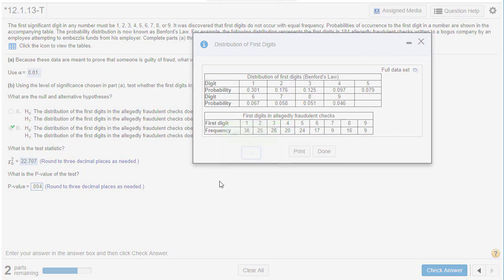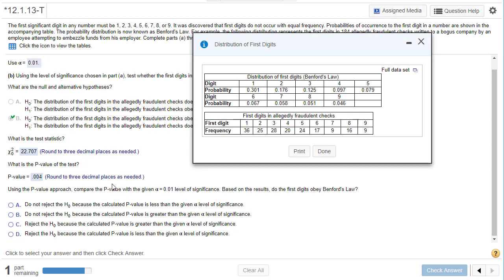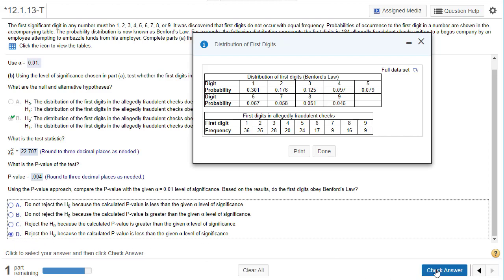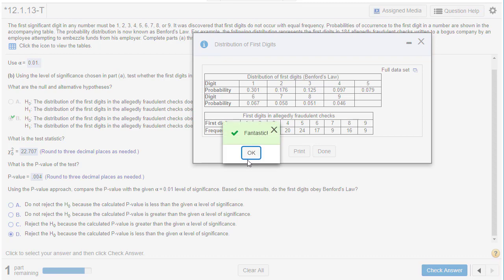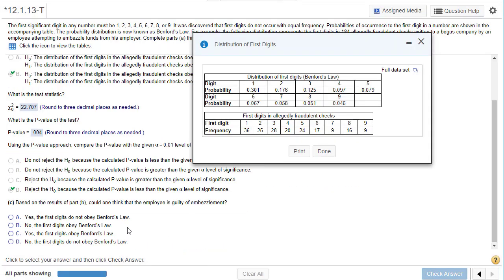So we're going to reject H0, right? We're comparing our p-value, 0.004, to our alpha. The p-value is lower than alpha. We reject H0 because the calculated p-value is less than the given alpha level. So based on the results of Part B, could one think the employee is guilty of embezzlement? Yes. I mean, the first digits do not obey Benford's law.